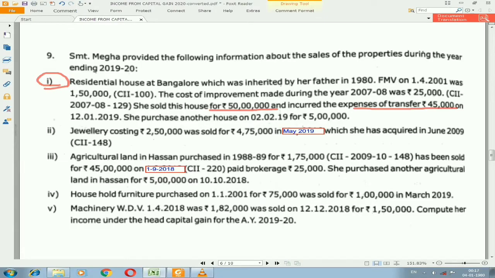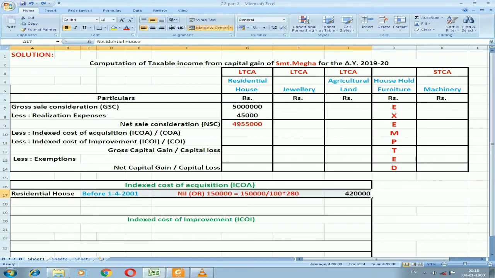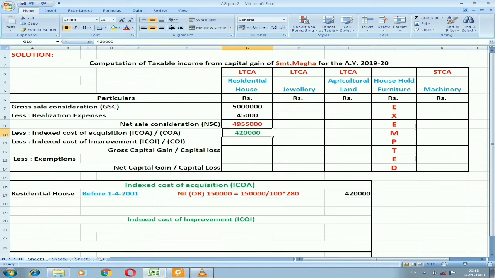Now let us take indexed cost of acquisition, as it is long-term capital asset. First, let us check whether it is purchased before 2001 or after 2001. As they have mentioned, it is 1980, definitely it will be purchased before 2001, but they have not given the value of purchase. What they have originally purchased, they have not given, only they have given fair market value on 2001, that is 1,50,000. So we need to take that only if they have not given original cost. As you can see in the working note, purchase cost is nil, but fair market value is 1,50,000. Whichever is the higher I need to take, divided by 100 into 280, I'll get 4,20,000.